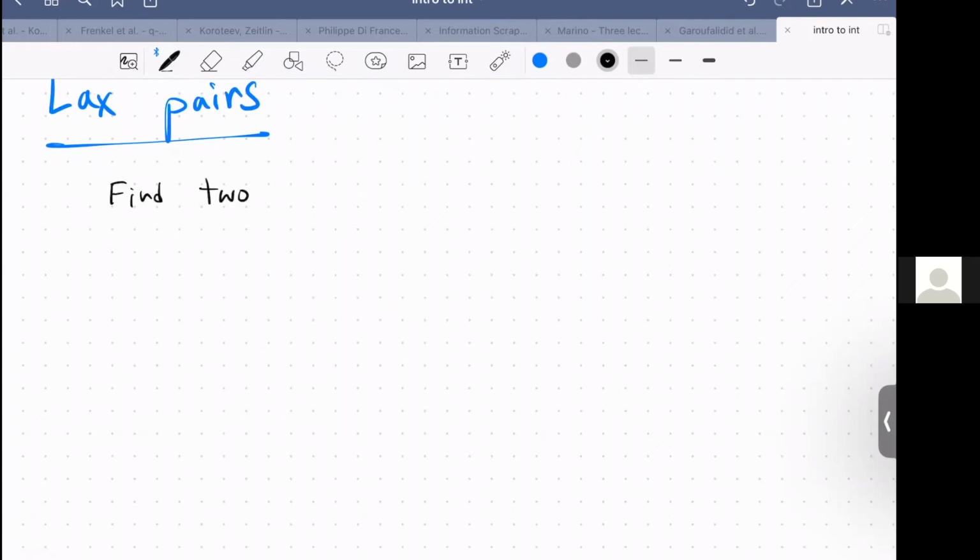find two matrices L and M. Oh, okay, bad notation. That's unfortunate. Let's say L and X. They are functions on your phase space, but they're matrix valued functions. So L and X are functions on M, but instead of being valued in the real numbers, they're going to be valued in the space of n by n matrices. I will be slightly more specific later.